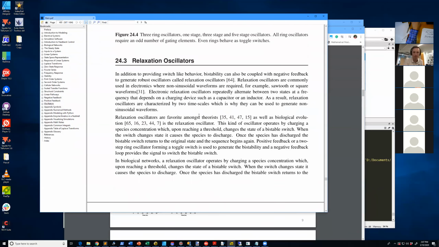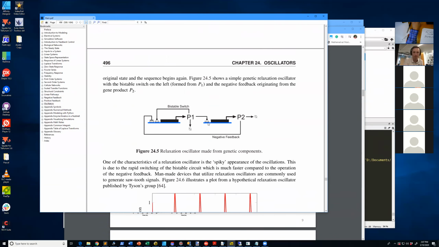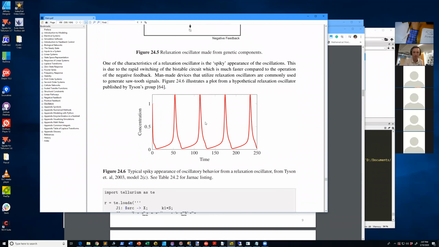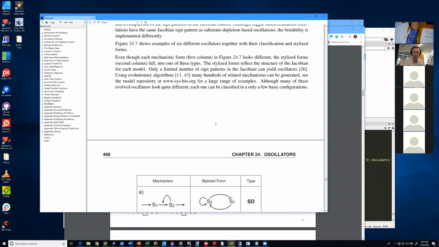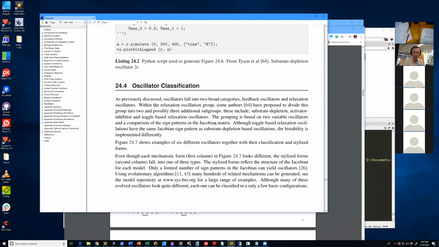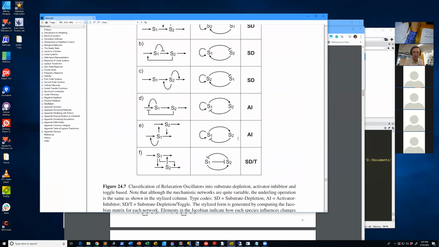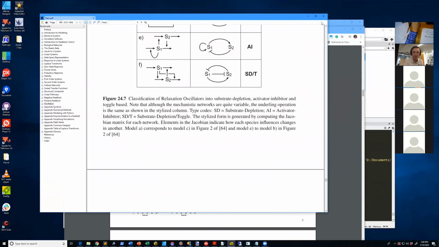So there's a section here on relaxation oscillators, which you should read. It's in chapter 24. It shows the spiky oscillators there and has a little model that shows it off. And then I talked a little bit about oscillator classification. There's relaxation oscillators, and there's feedback or phase shift oscillators. Those are the 2 groups, and they have different characteristics. One has 3 variables, one has 2, one is spiky, one is more sinusoidal, and so on. Okay, I think we've reached the end.